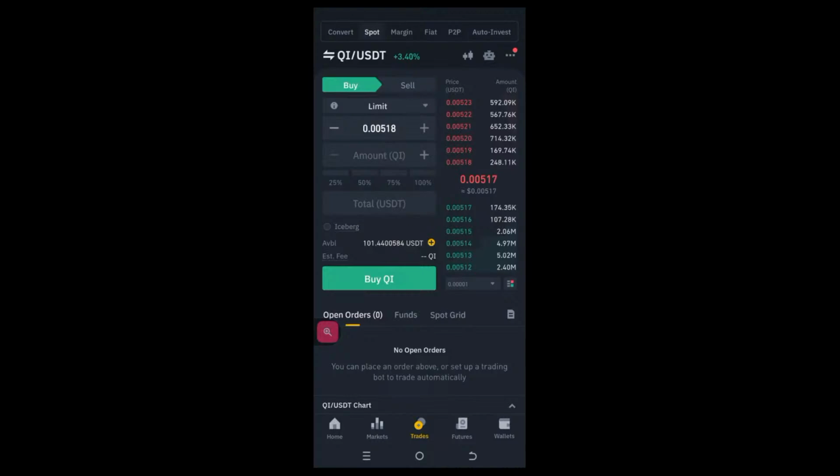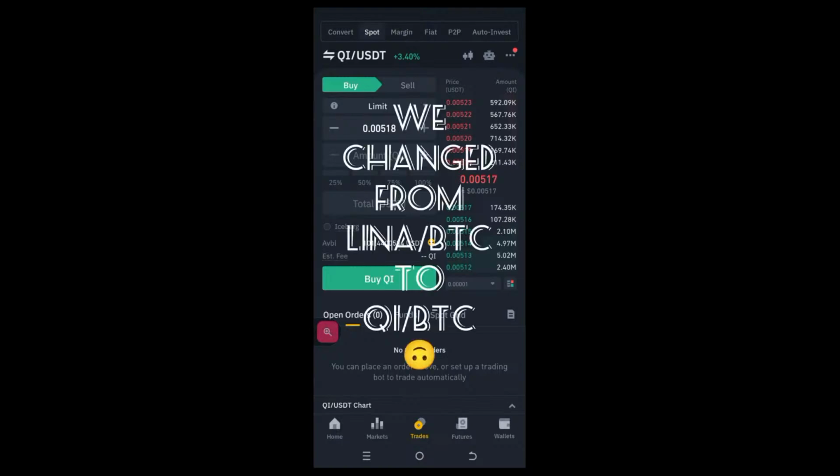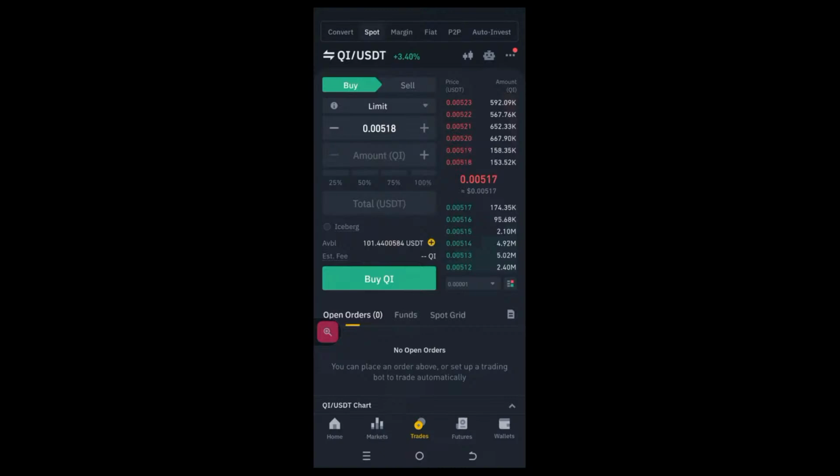And the reason why this took quite long, about 9 days, was because of the bloodbath that happened, and we had to change from Lena BTC. Remember, go all the way, change to QIBTC, and then sell for profit in QIUSDT. So it took a long roundabout journey, but eventually we arrived at profit.